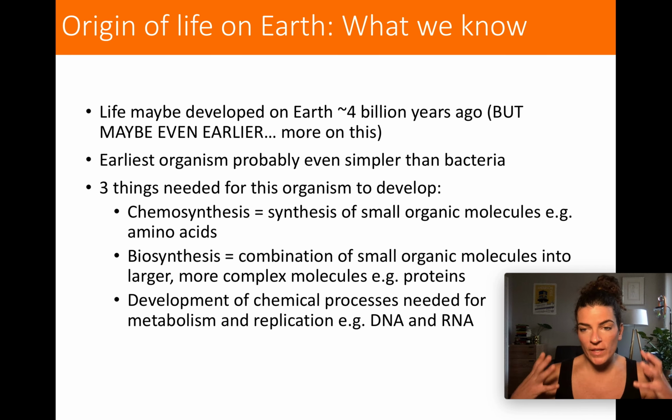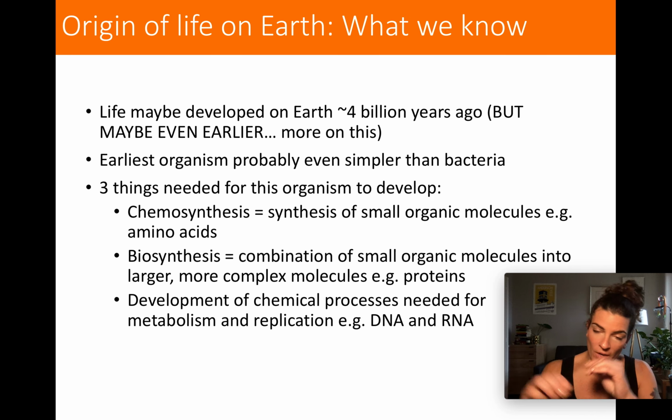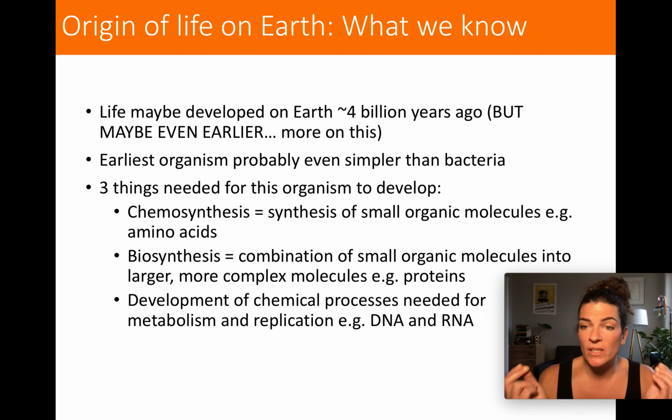And in order for this original life form to come into existence, three things needed to happen in order for this particular organism to develop. The first is chemosynthesis. So chemosynthesis is the synthesis of small organic molecules, which we now call amino acids, coming together, right, to form an amino acid, which is essentially a protein strip.